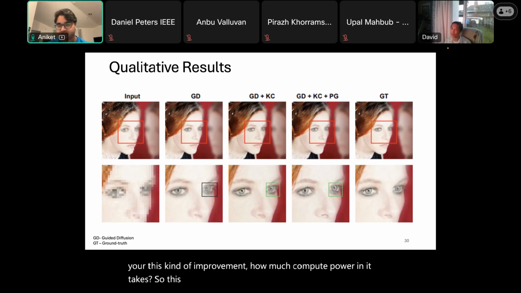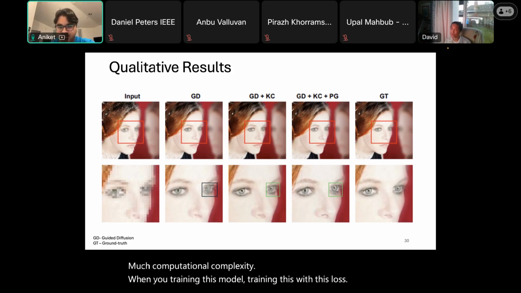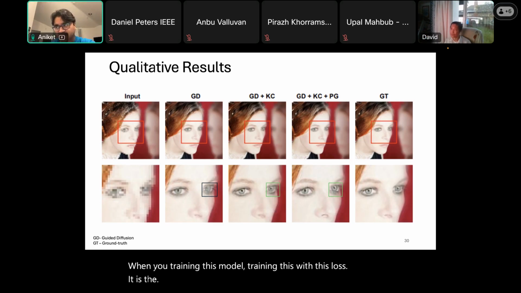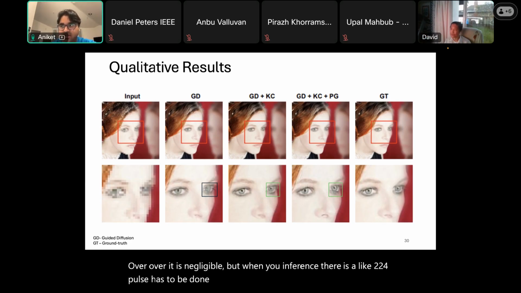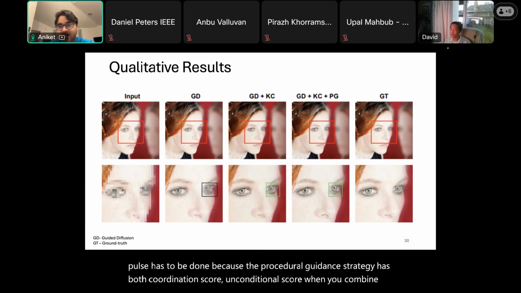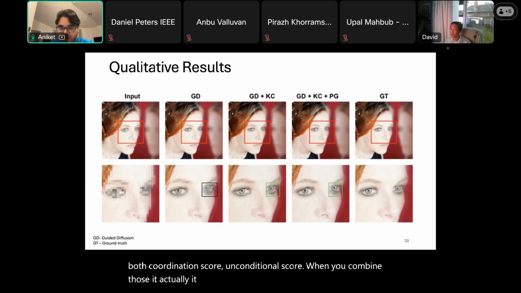So this loss function is very easy to use, so that's why it does not require much computational complexity when you train this model with this loss. The overhead is negligible, but when you do inference, two forward passes have to be done, because the perceptual guidance strategy has both the unconditional and conditional score. When you combine those, it has two forward passes, and that is also not very uncommon, because in classifier-free guidance, those models also have two forward passes. So it will have some complexity, but not that huge compared to the base model.